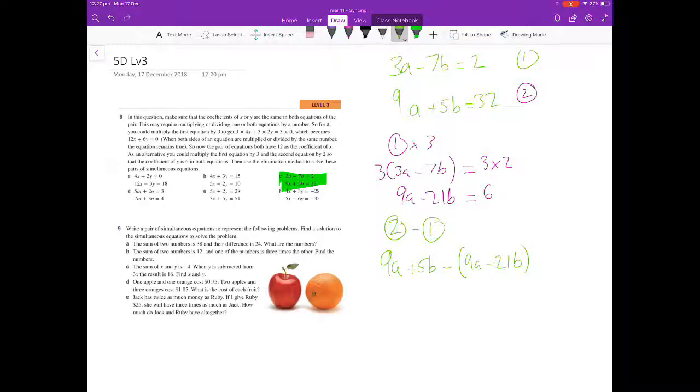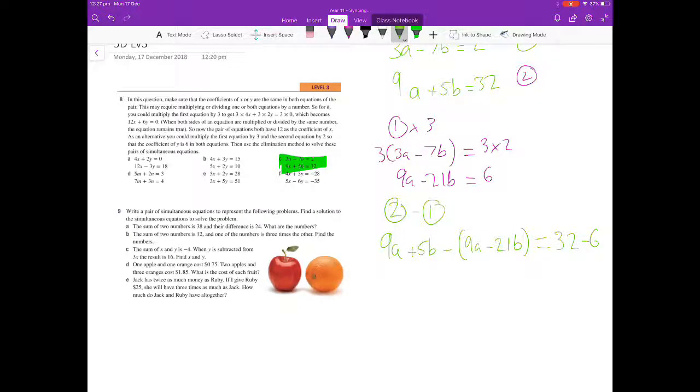9a minus 21b equals 32 minus 6. Let's expand our brackets out on that left side. We've got 9a plus 5b minus 9a, and a minus gives us a plus 21b equals 26. Now, of course, our a's cancel out. We have 26 b's left over equals 26, so b is 1.